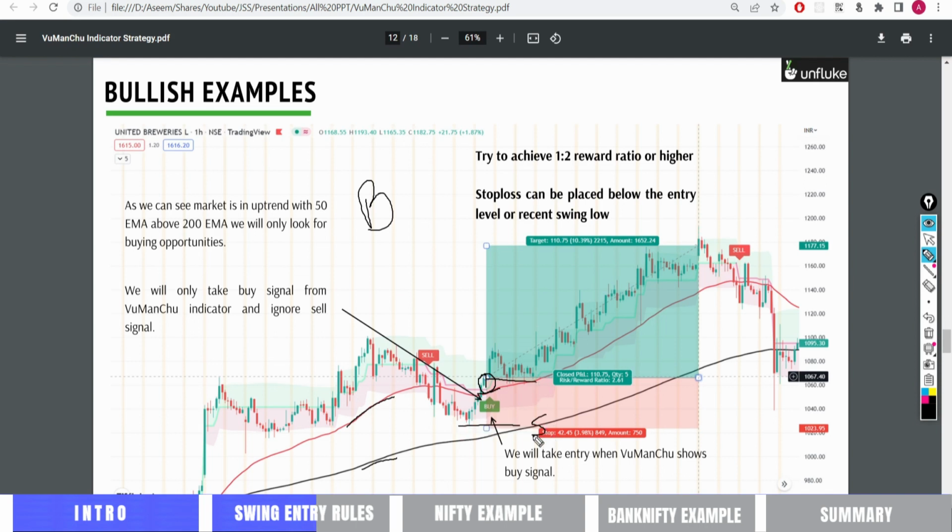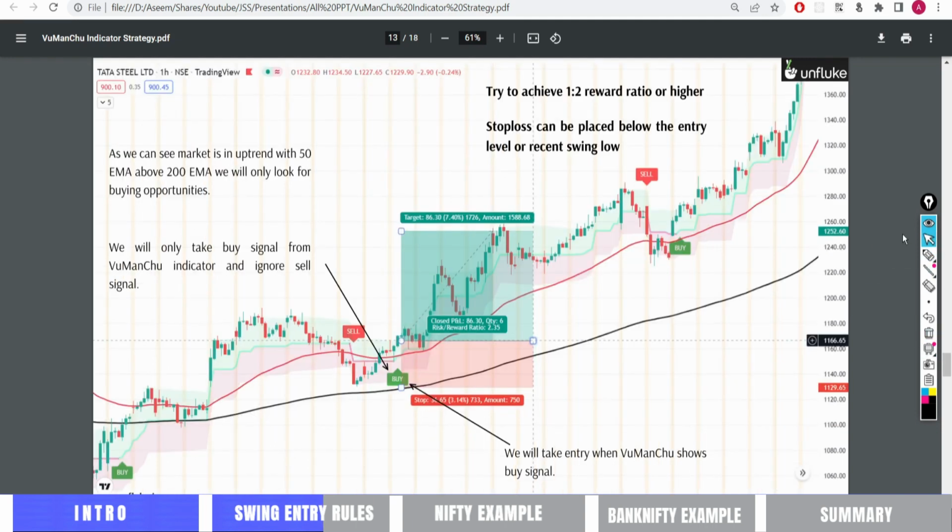This can be my stop loss, and I easily got a 1:3 risk to reward. That means if I would have risked about 40 points, I would have gained around 120 points. It's a very good trade, right? Let's see some more examples.